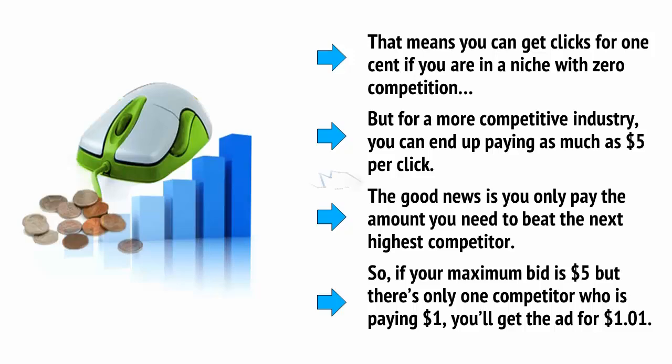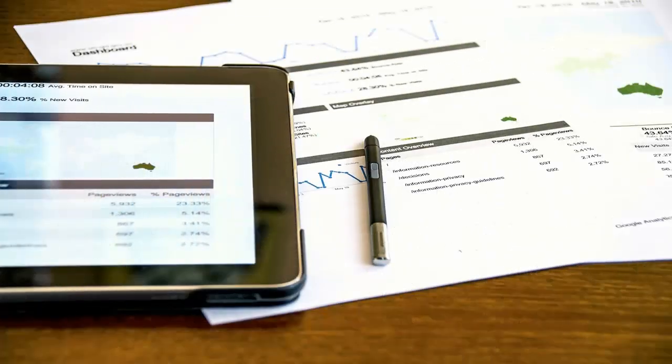$1.01. As well as setting how much you're willing to pay, which is known as your maximum bid, you can also set how much you're willing to pay per week or per month. This is your budget, and by setting this, you can ensure that you never spend more cash than you have. The great thing about this system is it means you can actually guarantee ROI for your business.